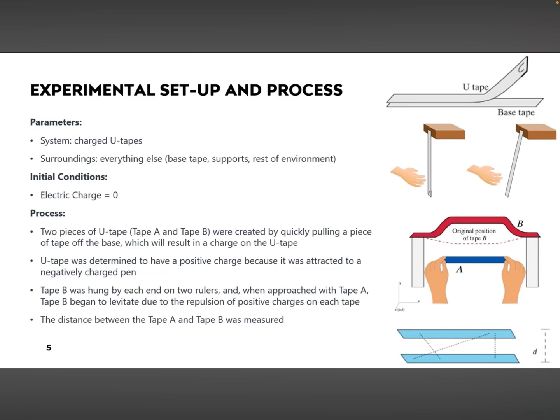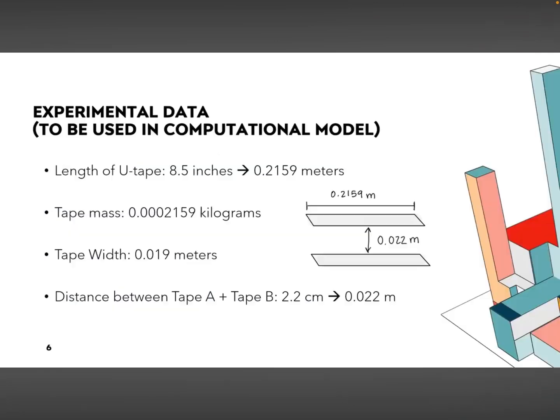Then tape B was hung by each end on two rulers, and when approached with tape A, tape B began to levitate due to the repulsion of positive charges on each tape. The distance between tape A and tape B was then measured. Here are some measurements that we got from the experiment, and we will use these in the computational model.